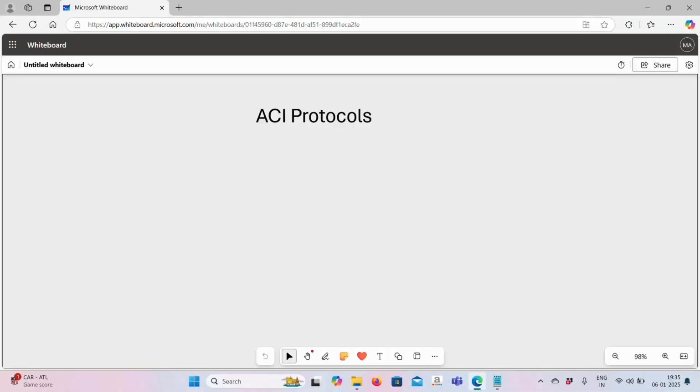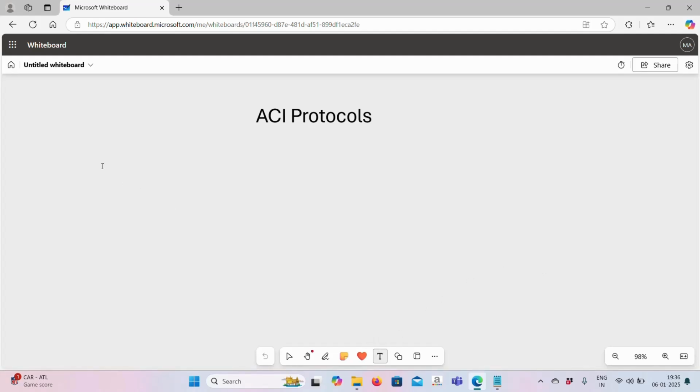Hello everyone, I am Milind Dahir Rao and today I will explain you about the ACI protocol. So basically, what are the protocols in ACI and how do these protocols work together to make it an intelligent ACI fabric. So there are different protocols running inside the ACI fabric.